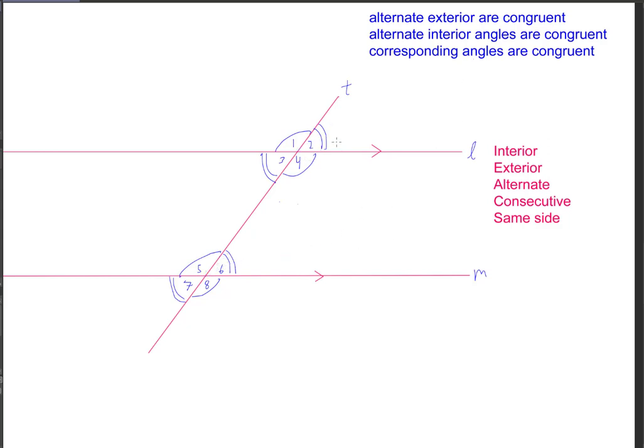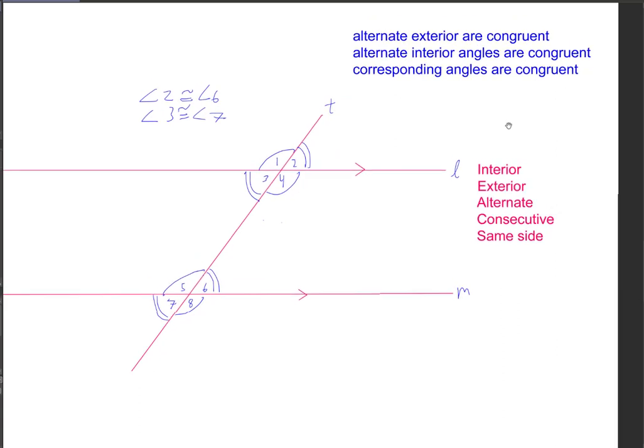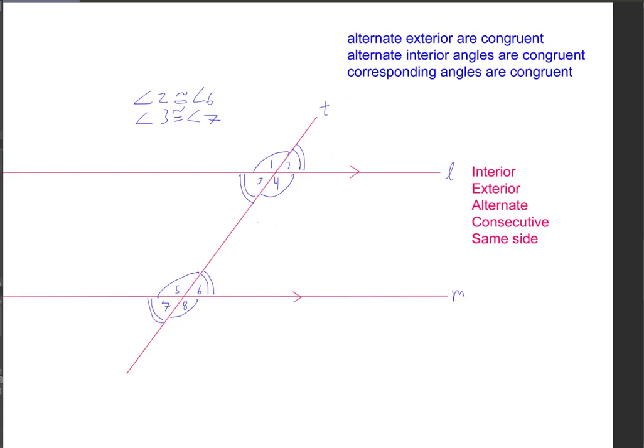So in this case, corresponding angles 2 and 6 would be congruent, right? So angle 2 would be congruent to angle 6. You also have that angle 3 would be congruent to angle 7 once again because they're corresponding angles. And likewise, you'd have angle 5 is congruent to angle 1. All the corresponding angles are going to be congruent to one another because you have two parallel lines cut by a transversal. Very important that they are two parallel lines cut by a transversal. This does not work if they're not parallel, okay? So anyway, alternate exteriors are congruent, alternate interior angles are congruent, corresponding angles are congruent.